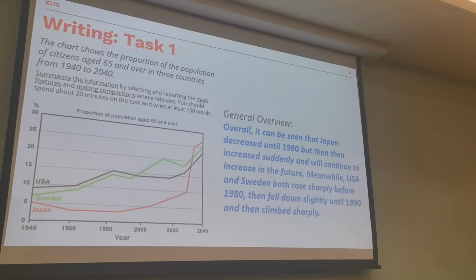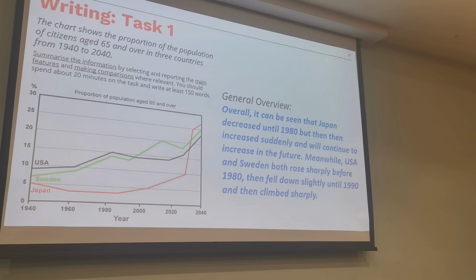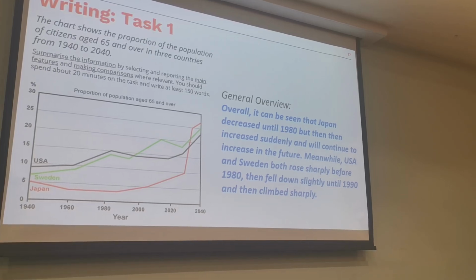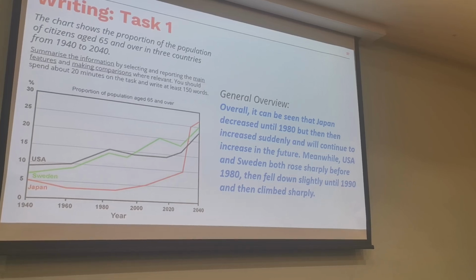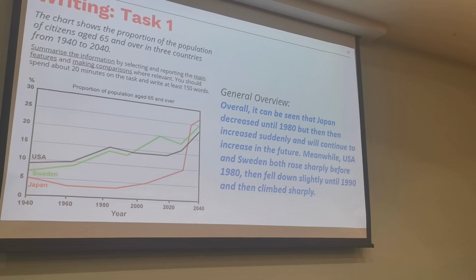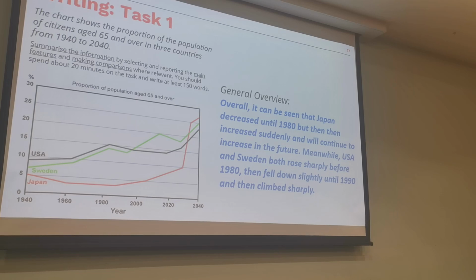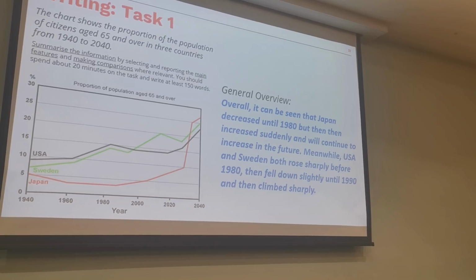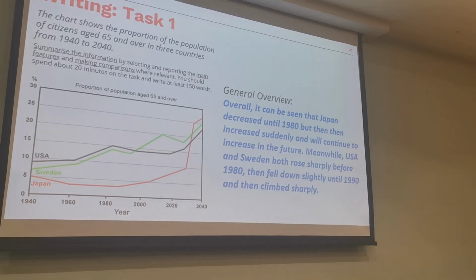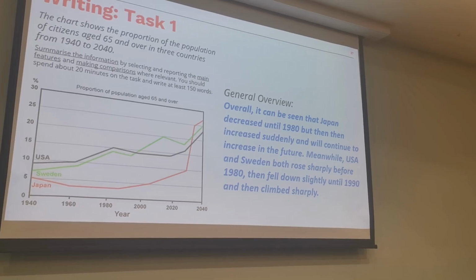Then our overview. I wouldn't take a picture of this one. What's wrong with this overview? If you read through here, it can seem that Japan decreased until 1980, but then increased suddenly and will continue to increase in the future. Meanwhile, the USA and Sweden both... too much information. Too detailed. Yeah, it's too detailed. An overview should be trying to describe everything in as few words as you can, really. It's just there to give the reader context so they know what they're going to be reading. The detail goes in the next two paragraphs.